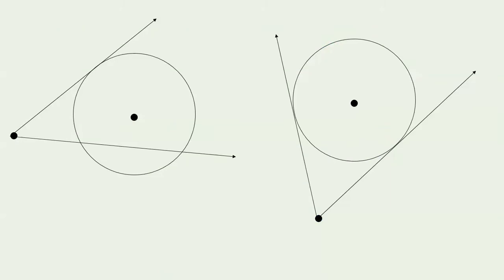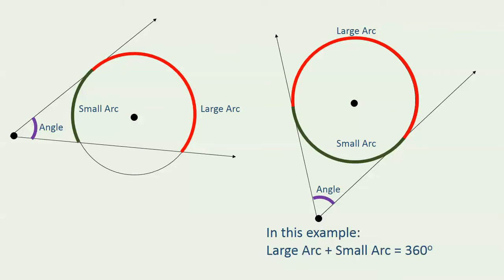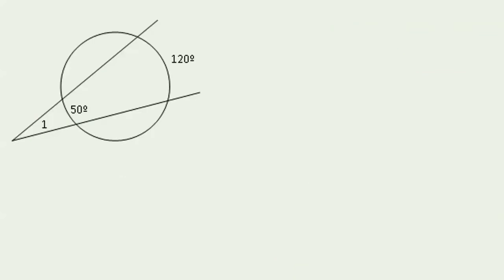Looking at these two examples, I'm going to identify my angle and the two arcs it creates. This angle creates a small arc and a large arc. This angle here creates a small arc and a large arc as well. In the second example, I can see that my small arc and my large arc together form a whole circle. So in this example, the large arc plus the small arc will equal 360 degrees. Let's try a couple examples.